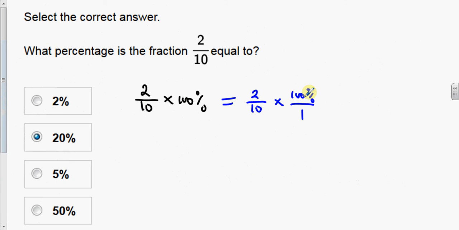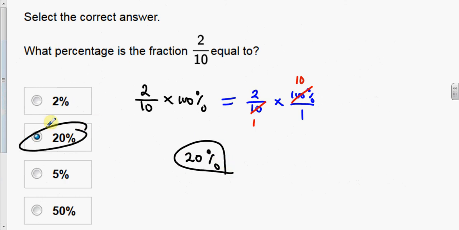Now, I don't like to go up with numbers. I like to go down. So 10 divided by 10 is 1. 100 divided by 10 is 10. And so I have left 2 times 10%. You get 20%. Either way, you still get 20%, right?